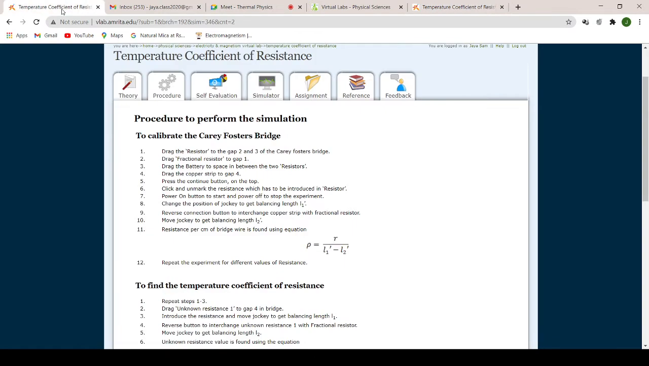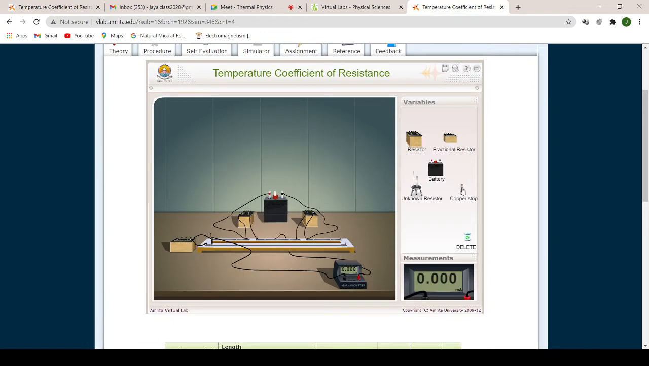Okay. Then next step is, drag the copper strip to gap 4. So this is the copper strip. So what you are doing with the copper strip is, you are actually closing the circuit. Okay. So you just put it here. I hope you are able to see that there is a copper strip placed here. Can you see? Yes, ma'am. It was open before, now you have closed it. Okay. So there is no resistor placed over here, no unknown resistor or known resistor. You are closing the circuit so that there is a flow of current.